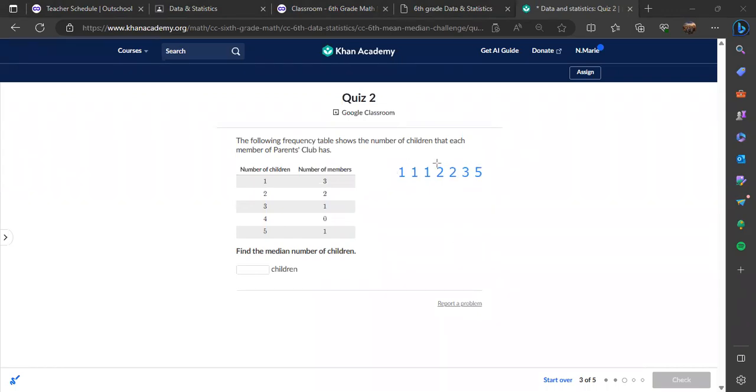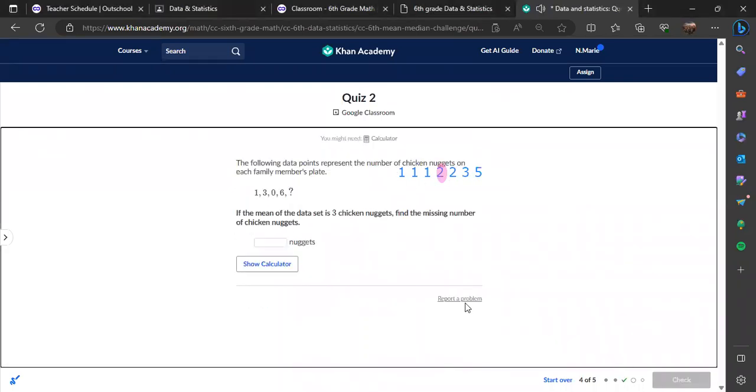So we meet right in the middle here, right? There are 3 on each side. So the median number of children would be 2. Make sure you put it in order from least to greatest.